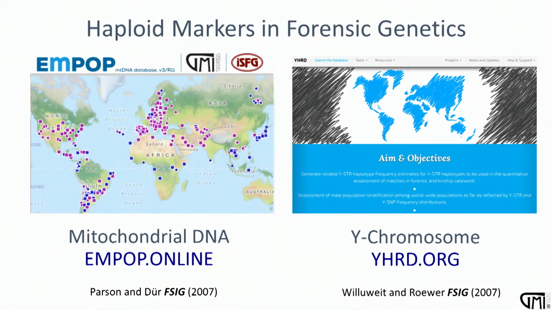Those haploid markers in forensic genetics are curated by databases. We have 2 databases, EMPOP for mitochondrial DNA and YHRD for Y chromosomal work, and research groups are forming around these databases, and we use them to provide frequency estimates. But what these databases also do is quality control of the data. And in forensic genetics, we are extremely sensitive to quality control. You don't want to hear the word error in court. That's something you don't want to say if you stand in court.